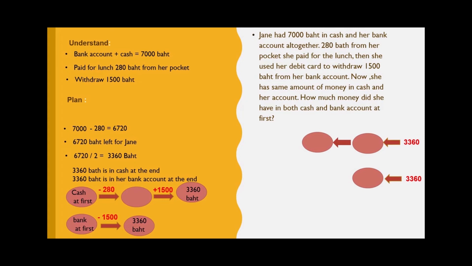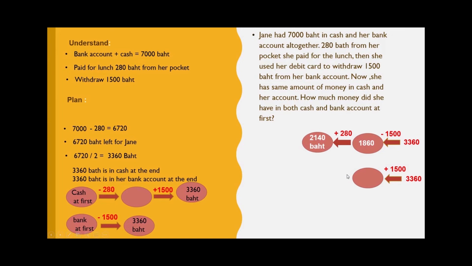Okay, let's see the correct answer. First, we will find out how much Jane had in her pocket at first. 3,360 minus 1,500 equals 1,860. 1,860 plus 280 equals 2,140. 2,140 baht she had in cash before she spent her money.